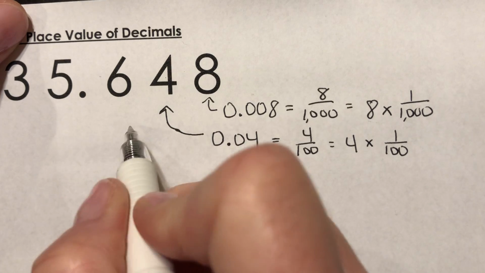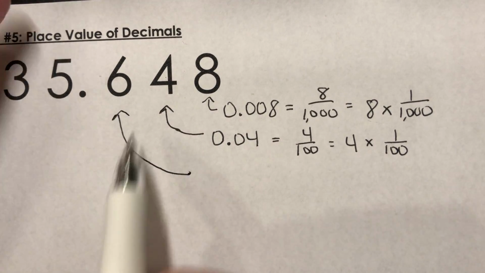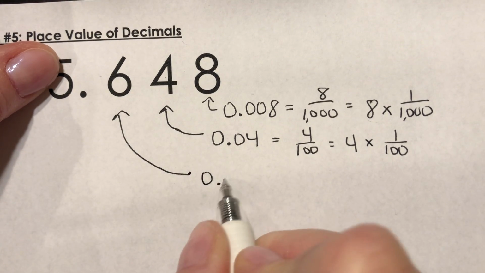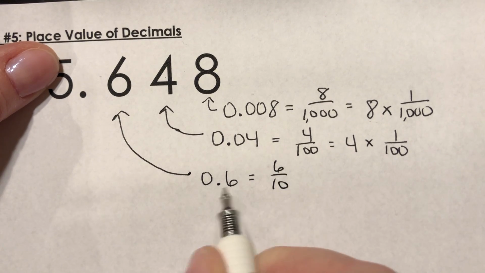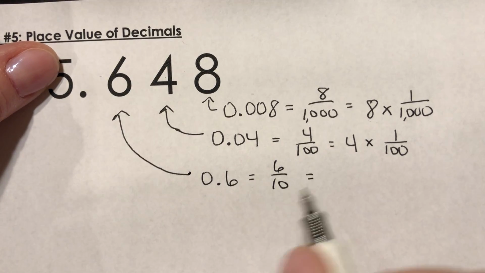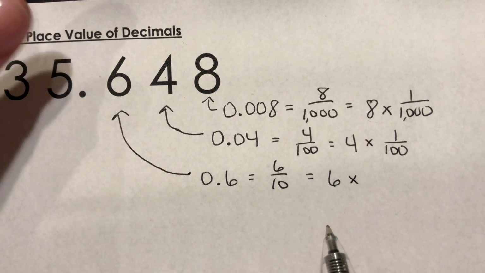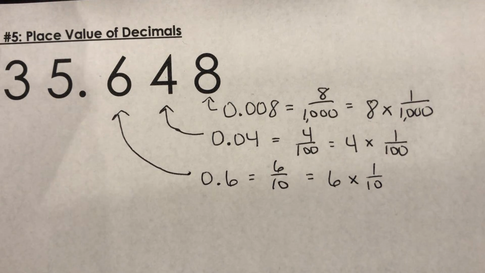All right, same thing with the 6. We're on a roll. This 6 is not worth 6. This 6 is in the tenths place, so it is worth 6 tenths. That's expanded form. Expanded notation, I'm going to write my 6 and multiply it by the place that it is in. It is in the tenths place, so I would say 6 times 1/10.